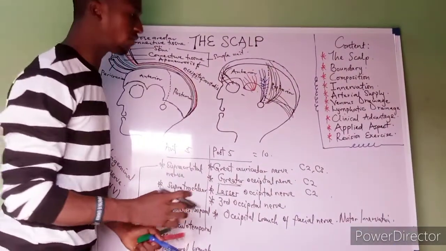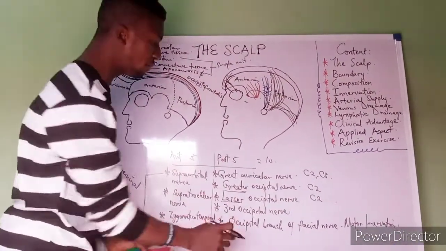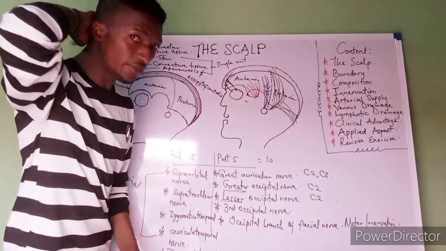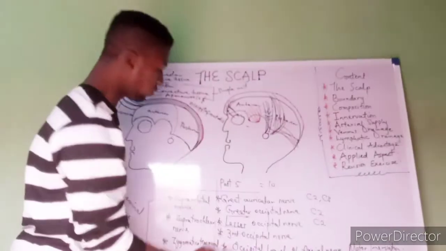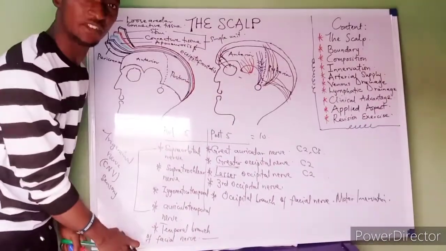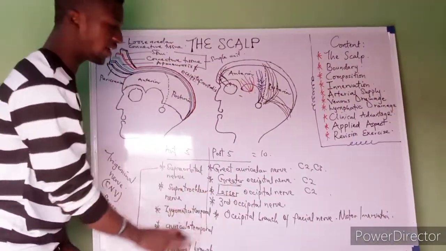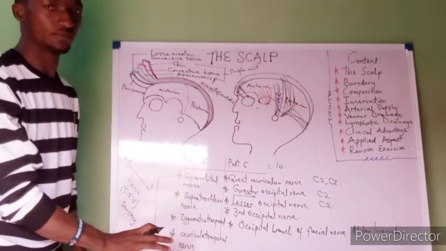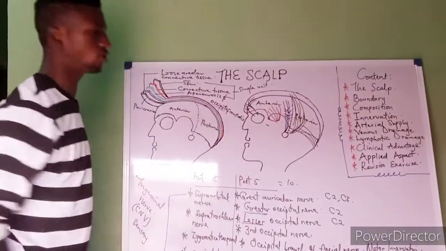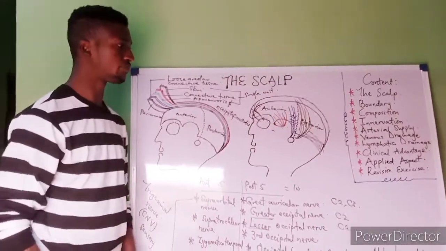The motor innervation of the scalp in the posterior region will be by the occipital branch of the facial nerve, and on the anterior to the lateral side it is by the temporal branch of the same facial nerve. So the facial nerve serves the motor function of the innervation of the scalp.